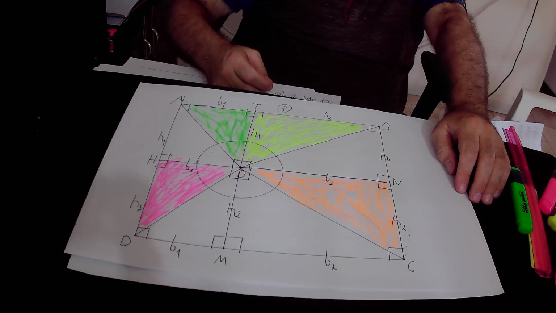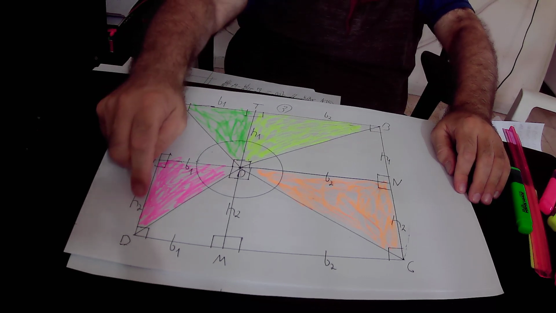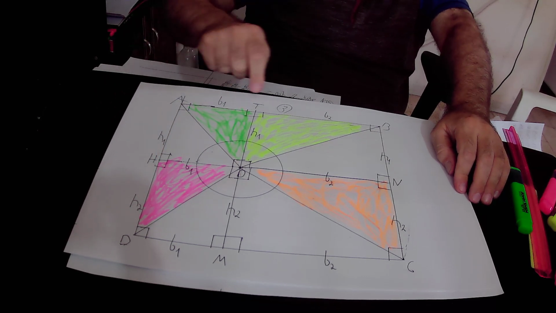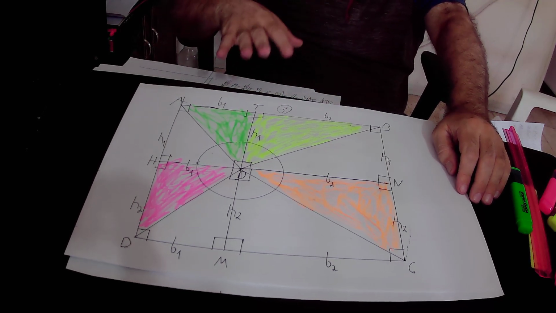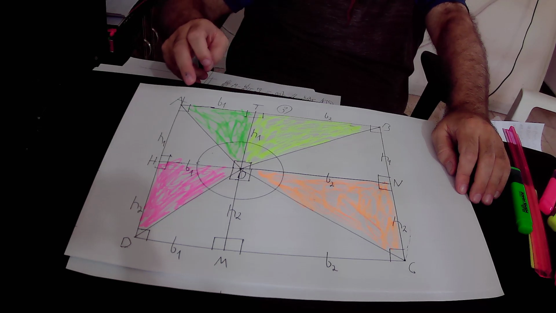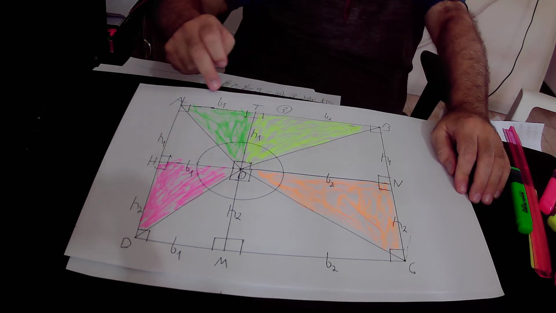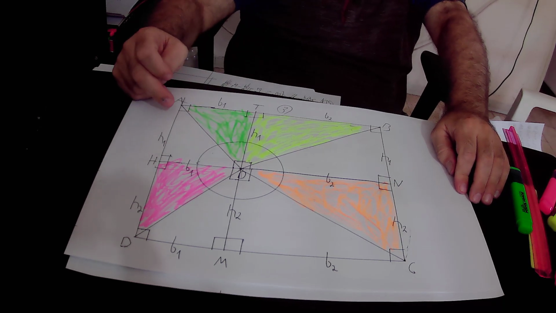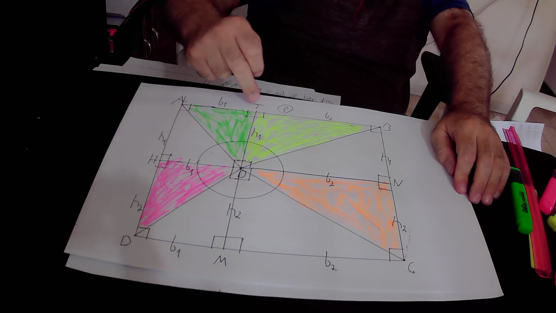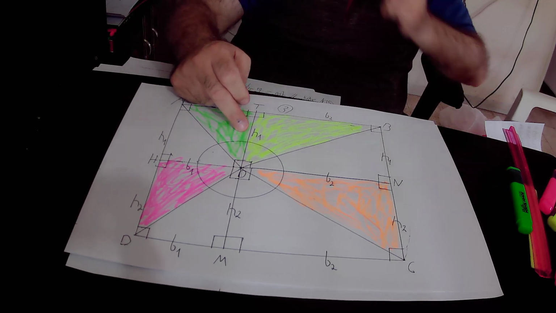Then we defined AH as H1, HD as H2, AT as B1, and TB as B2. And we know that the opposite sides of a rectangle are equal to each other. That is to say, in rectangle ATHO, AT equals HO. But we know that AT equals B1, therefore HO must also equal B1. Likewise, AH equals TO, but we know that AH equals H1, therefore TO must also equal H1.